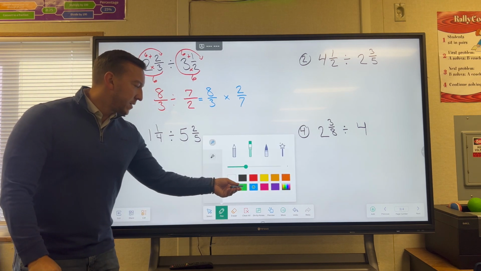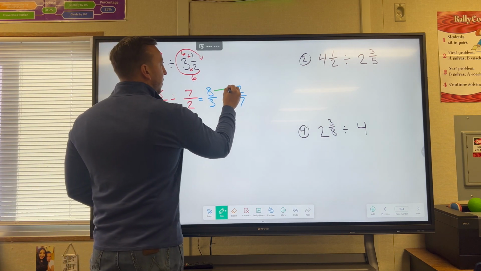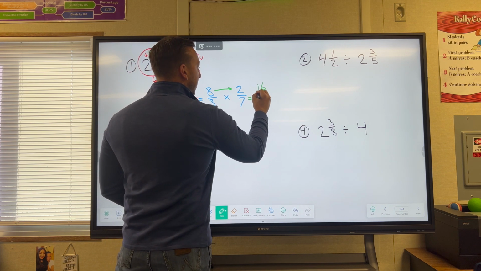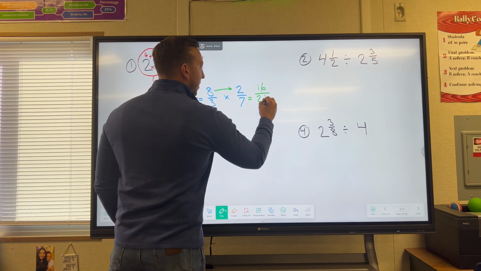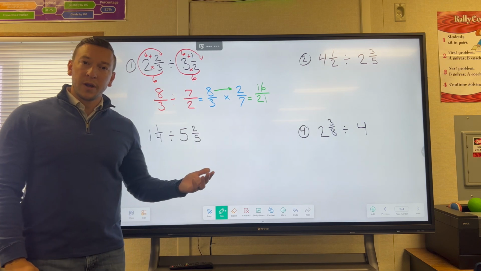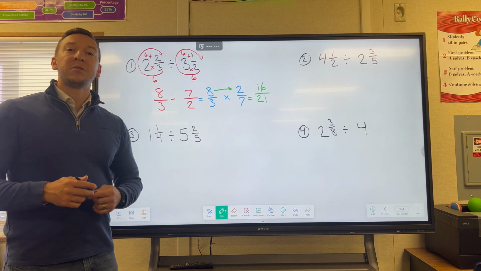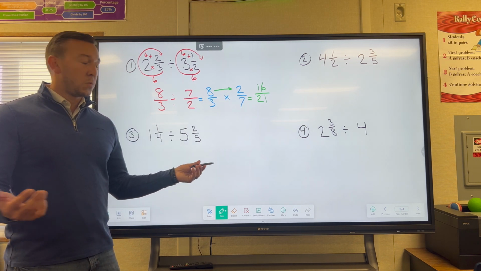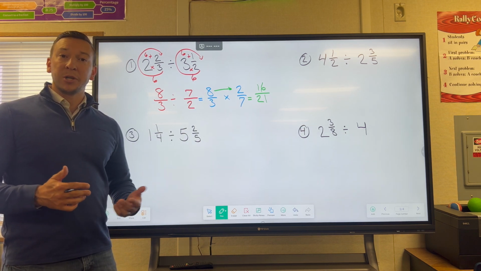Now all that's left is to solve. So let's solve. 8 times 2, well, that gets me 16. 3 times 7, that gets me 21. So I have 16 over 21. Now I'm finished. Now again, if your teacher wants you to simplify, make sure you simplify. However, in this particular answer, we do not have to simplify. This is it. But you always want to make sure and double check that.